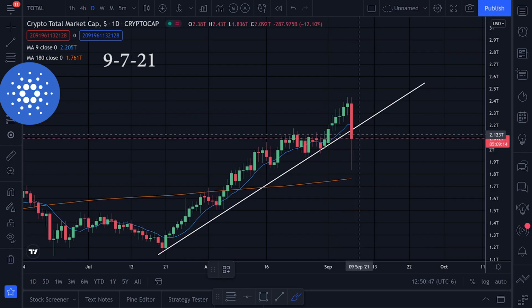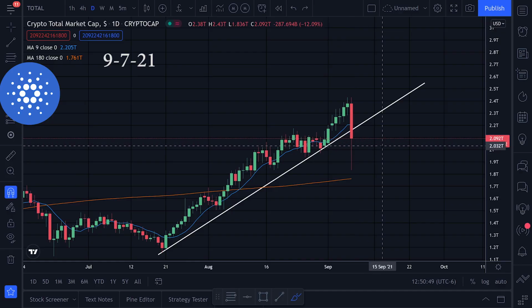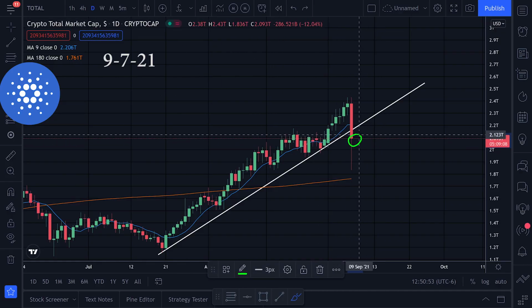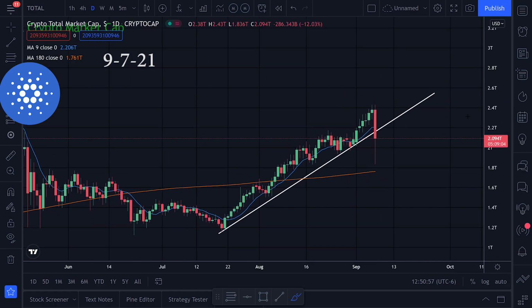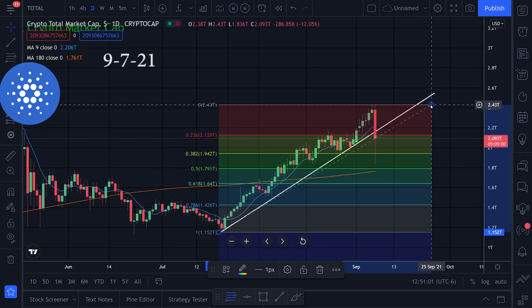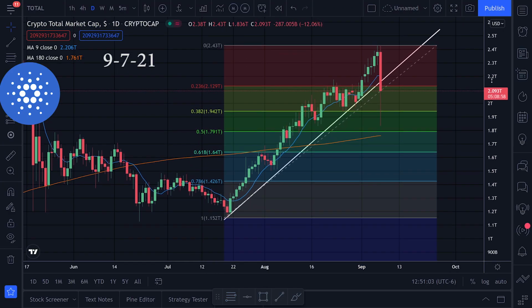In general, though, we did close below that trend line, so this is pretty bearish. I'm watching the daily time frame to see what this candle and tomorrow's candle does, to see if we're going to want to do a Fibonacci retracement just like we did with Cardano, something like this. We might have to look at something like that.